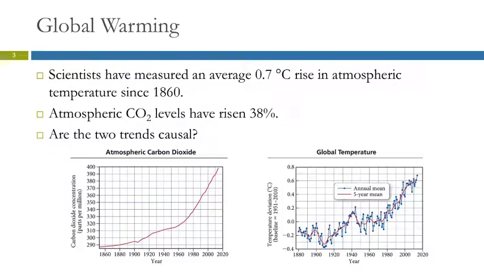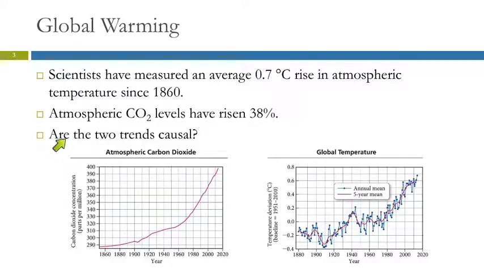So scientists have measured an average 0.7 degrees Celsius rise in atmospheric temperature since 1860. Okay, that's a long, long time. 0.7 degrees Celsius. You could argue whether that's a significant increase or not. They've also measured atmospheric CO2 levels, and they see that these have risen 38%.